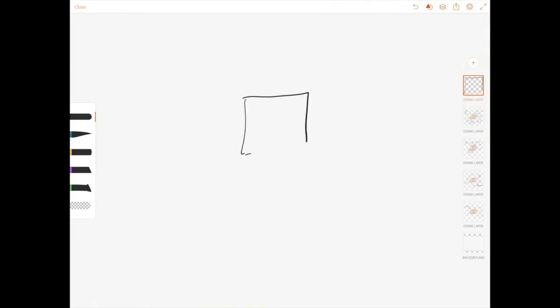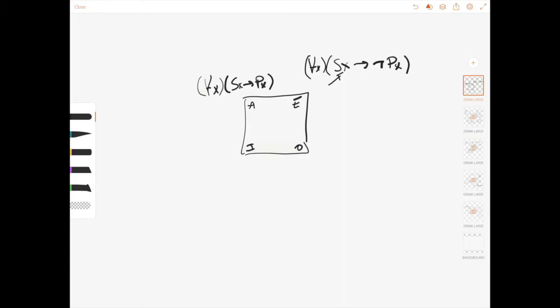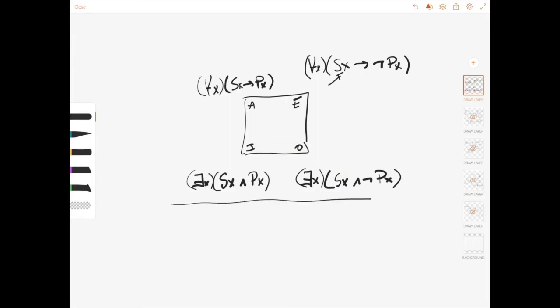So here is our square of opposition. So we have A, E, I, and O. For A, we're going to write: for any X, S of X implies P of X. For E, we're going to write: for any X, S of X implies not P of X. For I, we're going to write: there's at least one X such that X is an S and X is a P. And for O, we're going to write: there's at least one X such that X is an S and not a P. All right, so now, using these as our basic types, let's formalize a proposition just to illustrate how this works.